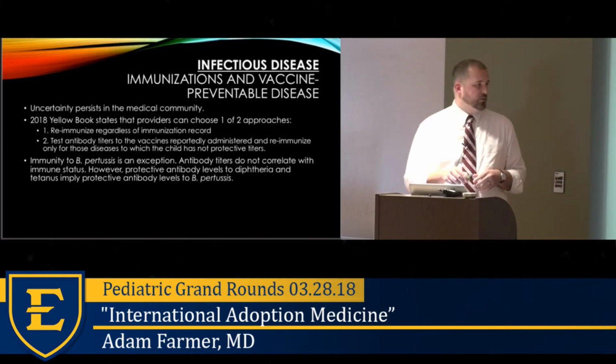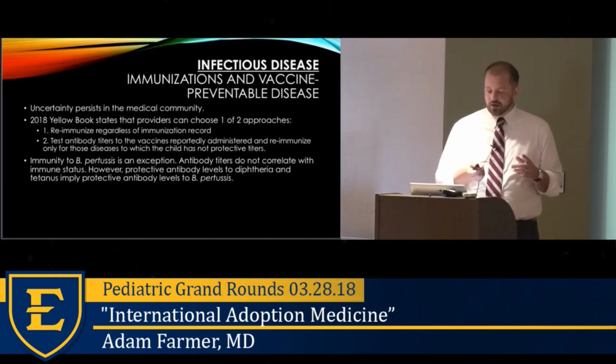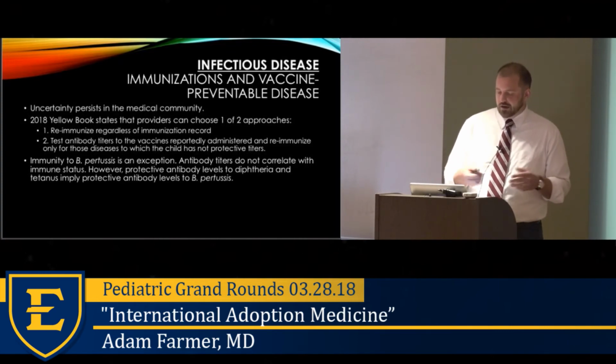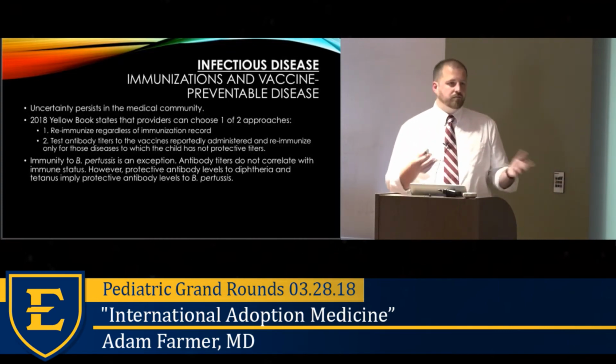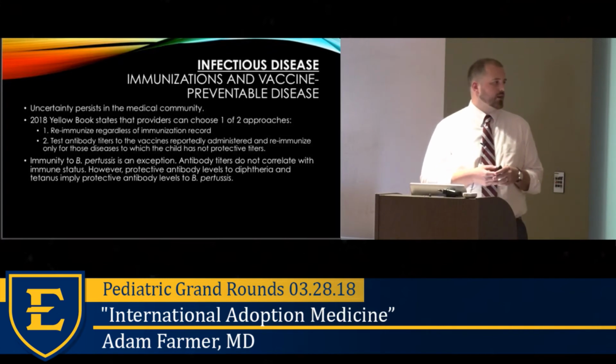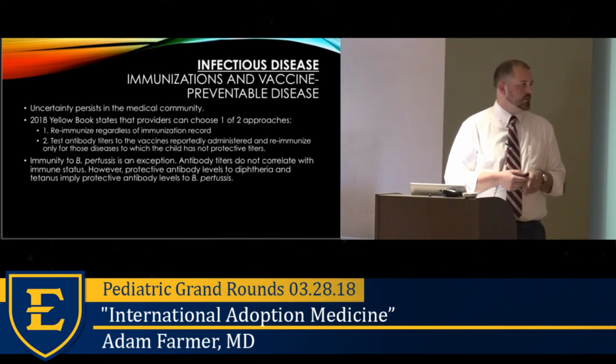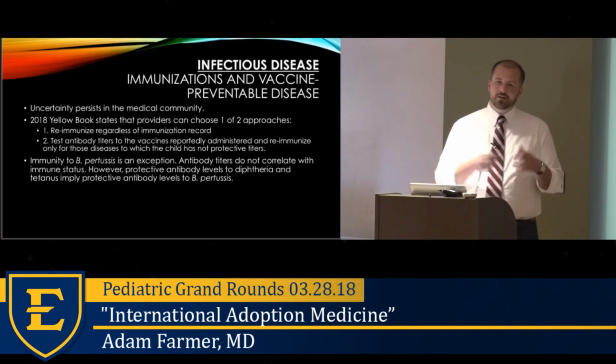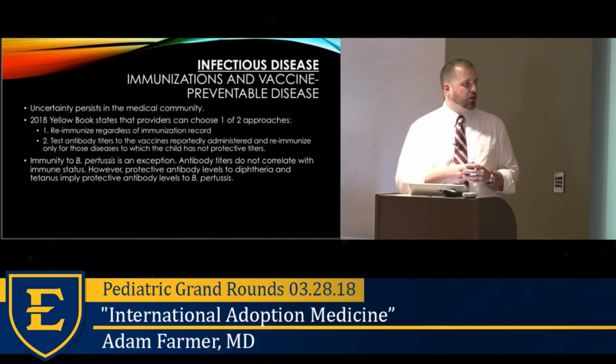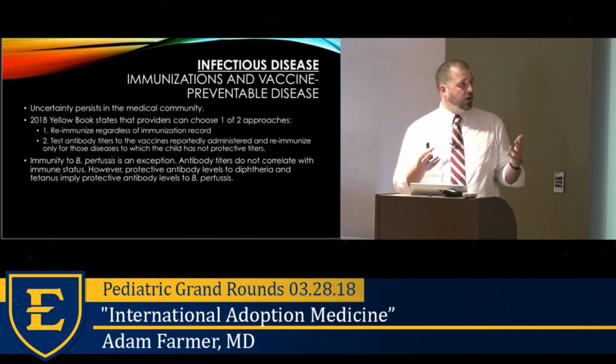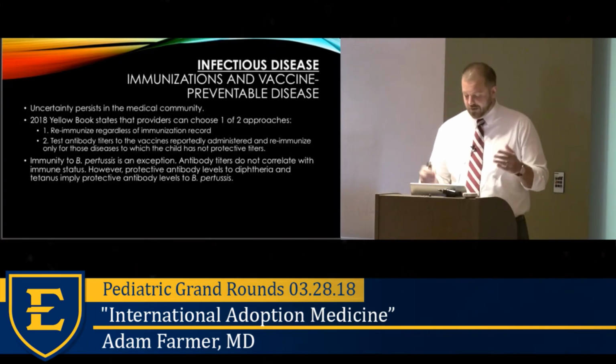The one little caveat is B. pertussis. Antibody titers do not correlate to immune status, but it says that you can look at diphtheria and tetanus and imply that B. pertussis has been immunized against. So this is a little bit of a catch-all in my opinion. You can do either one you want to do, as long as you are being very mindful that these kids may need more vaccines.